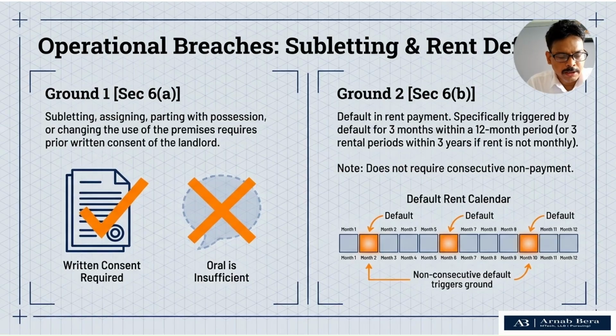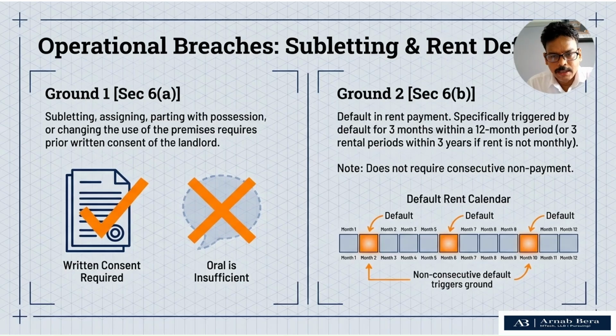If we talk about ground 1 and section 6A, it says that for a tenant subletting, assigning, or parting with possession, a written consent of the landlord is needed. Oral consent is insufficient. It means that if the tenant is going to sublet the premises, he must have written consent from the landlord. If without written consent you sublet the premises to someone else, it is considered an eviction ground, and under section 6A the landlord can initiate eviction against the tenant.